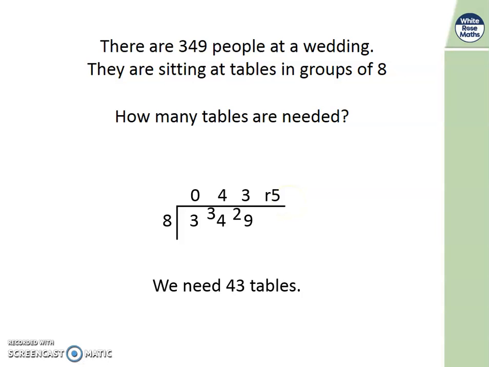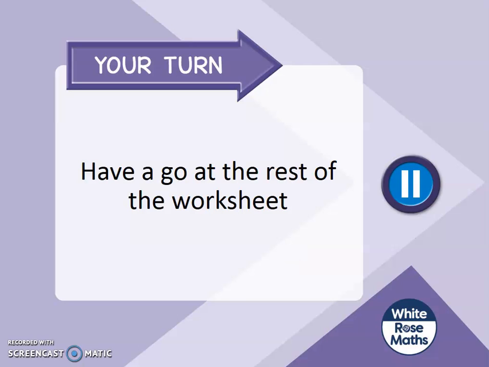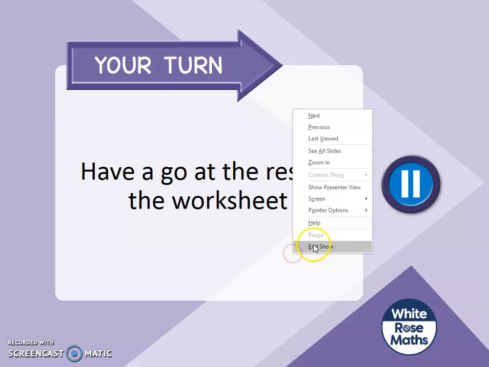You wouldn't have that at a wedding. So we will need to have an extra table for these 5 people. That means we will have 43 full tables and we will have another table for these 5. So there will be some spaces on there, but at least they're not left standing. So we need 44 tables. Have a go at the rest of the worksheet.